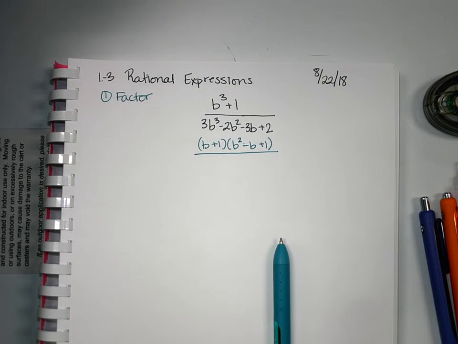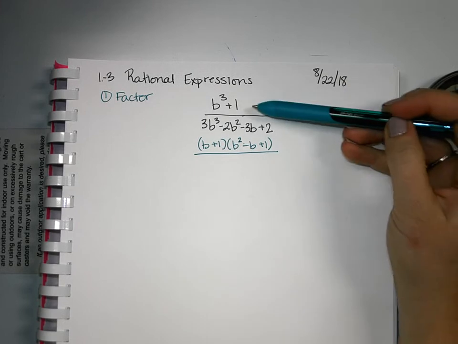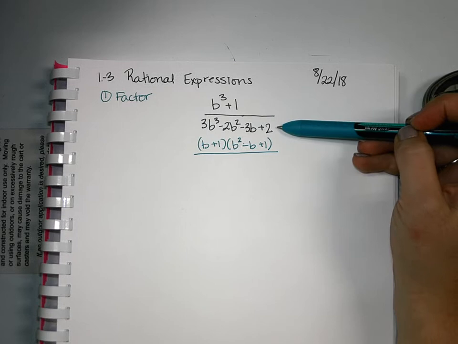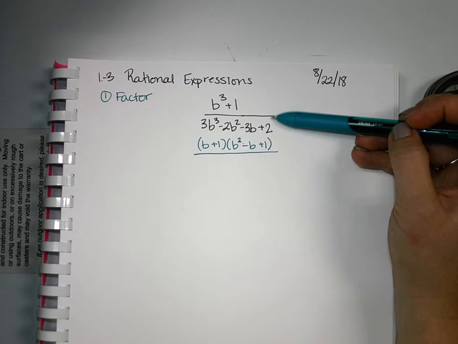Okay, so just so you know, I started the video and got interrupted, so I'm going to walk you through what I had done before. So we're going to be doing rational expressions. Rational expressions are fractions that have a polynomial on the top and a polynomial on the bottom. So we're going to go over how to simplify this kind of fraction.